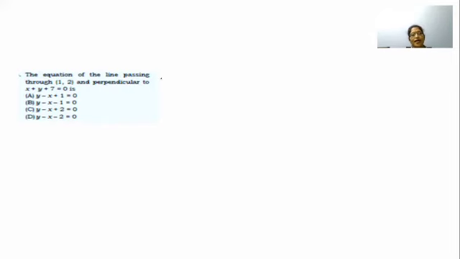The equation of line passing through point 1, 2 and perpendicular to this. Okay, this is a simple question. Let us complete this and end the session. Okay, so any line perpendicular to this should be of the form x plus y plus 7 is equal to 0. Perpendicular line, how will it be?